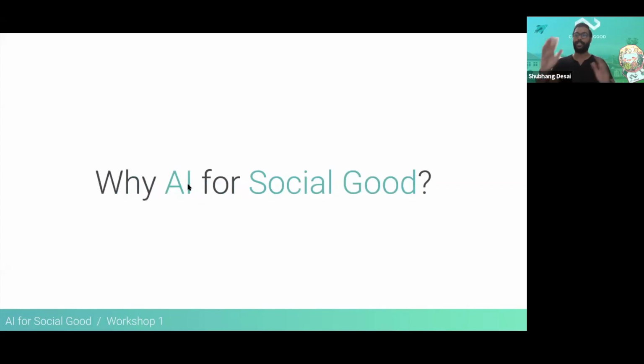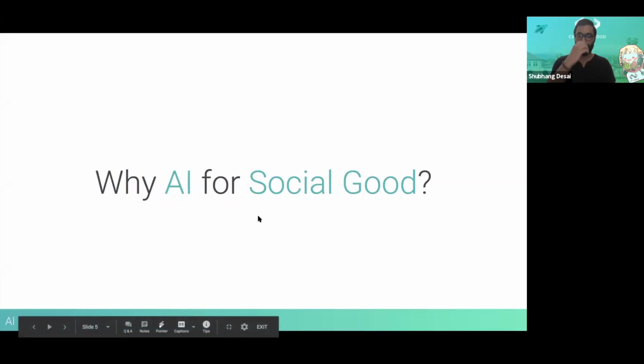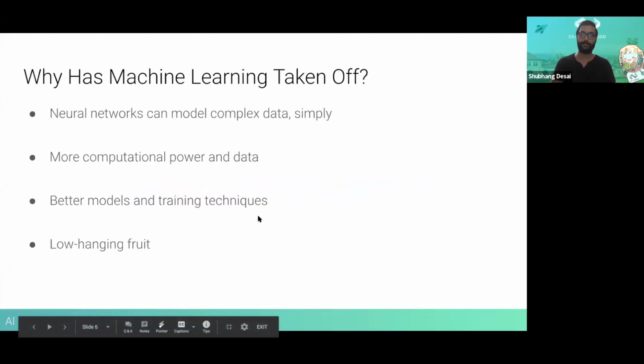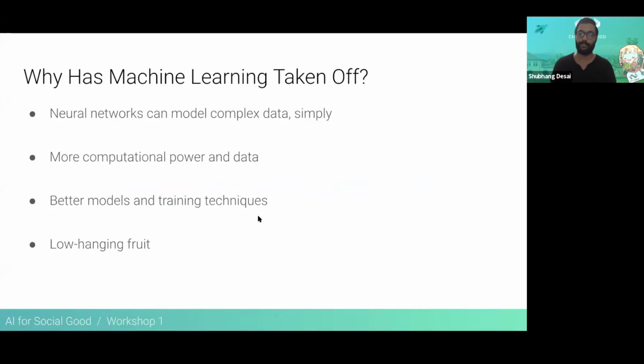So why are we all here? Why are we talking about AI for social good? And why is it important? Let's take a step back. Why has machine learning seemed to take off recently? It seems like machine learning has become a really hot topic within CS research and CS application in industry. And why has this happened recently?